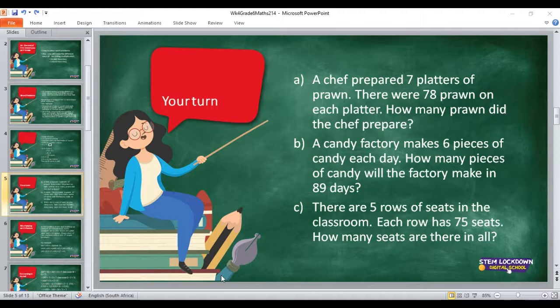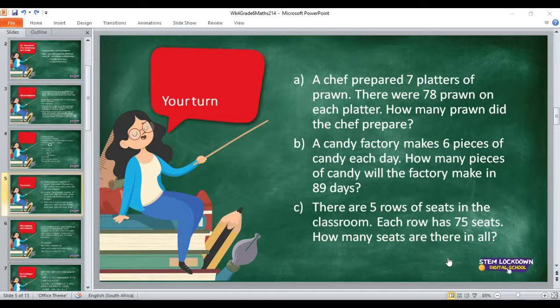All right, yes, I see Bontle also answered. Yes, Bontle, for B the answer is 534. Thank you so much for answering. But now we are looking at C, 5 rows in a classroom, and there's 75 seats. Anyone to answer C? We have 5 rows and 75 seats. How many seats are there in total?